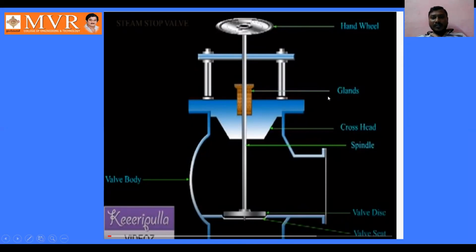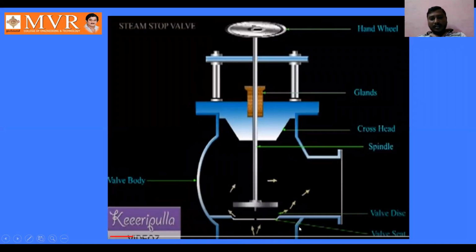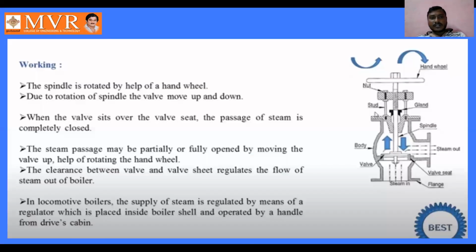See here, we have the glands which I have shown you in the diagram, the crosshead, the spindle and the valve disc, and we have the valve seat here. See here, we can understand the working of this steam stop valve.